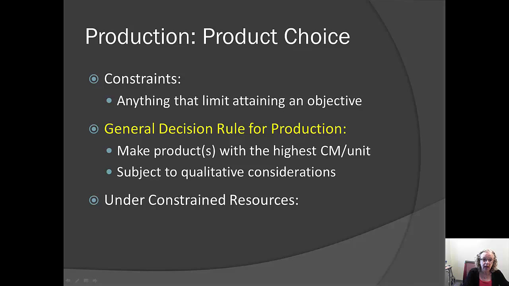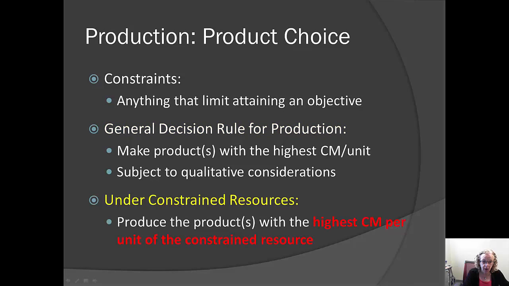However, when we identify a constraint that changes the decision rule, in that case, we need to focus on the products with the highest contribution margin per unit of the constrained resource. In other words, we find the thing that is limiting our ability to be more profitable, and then we try to get as much out of it as we can, subject to qualitative considerations.